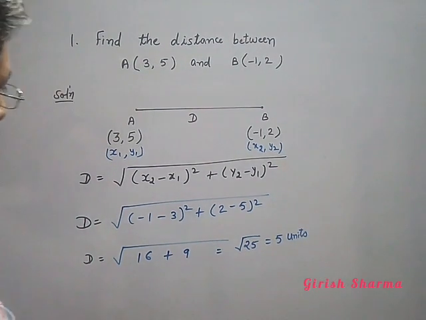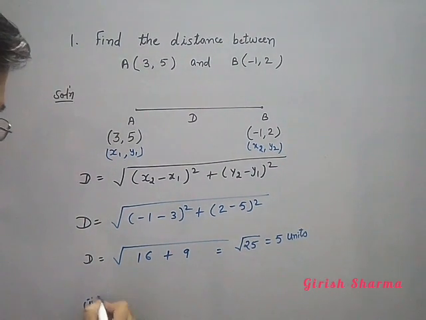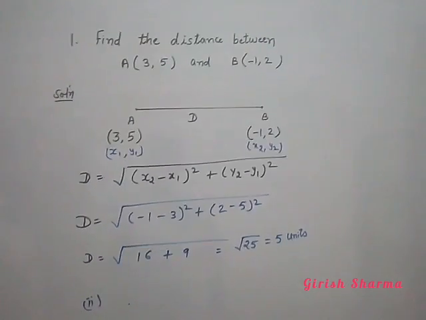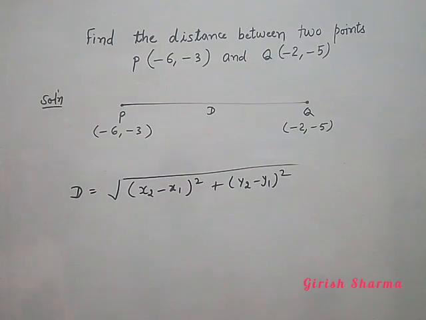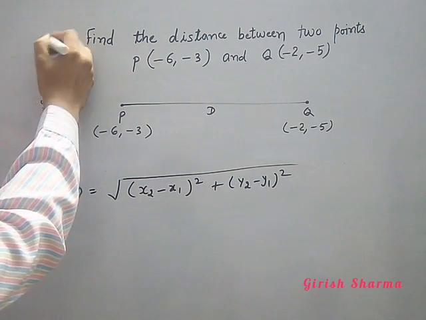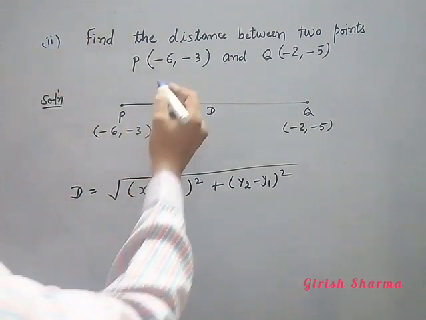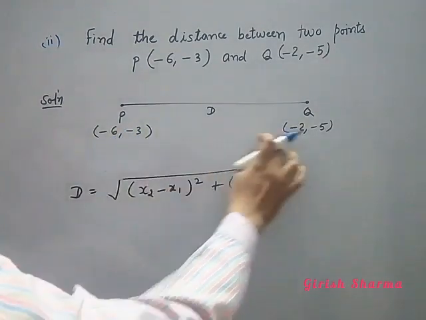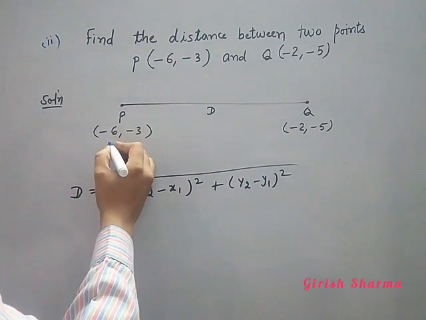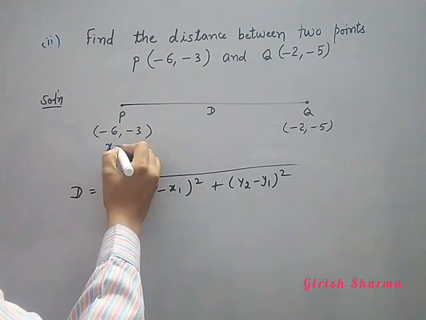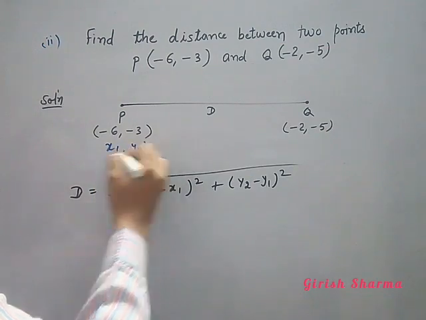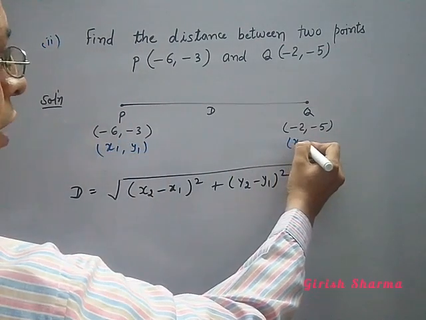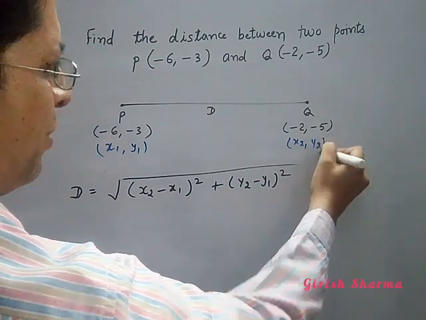Okay. Come on, one more question we are doing. Question number 2. Find the distance between 2 points P and Q. Coordinates are given to you. P and Q are these. Then what to do? You have to first mention this is x1, y1. This is your x2, y2.